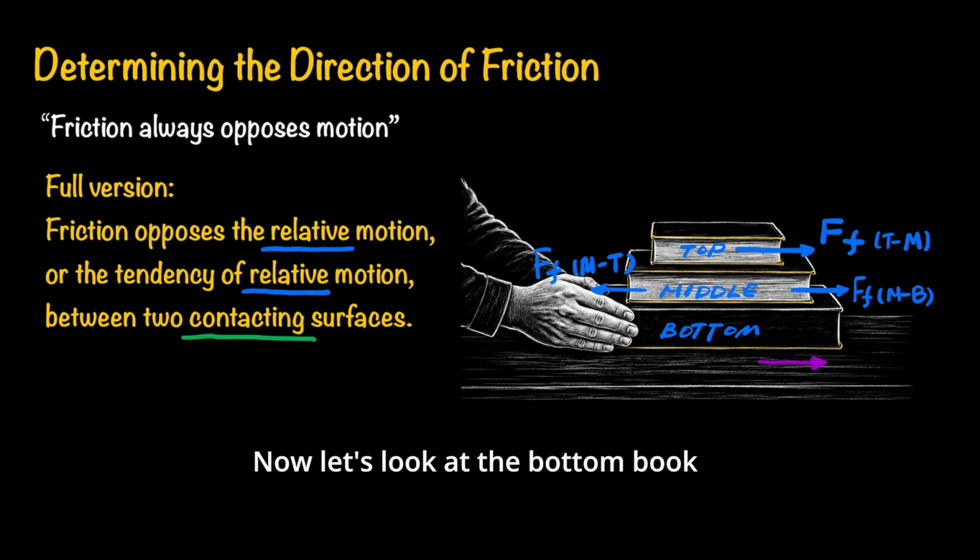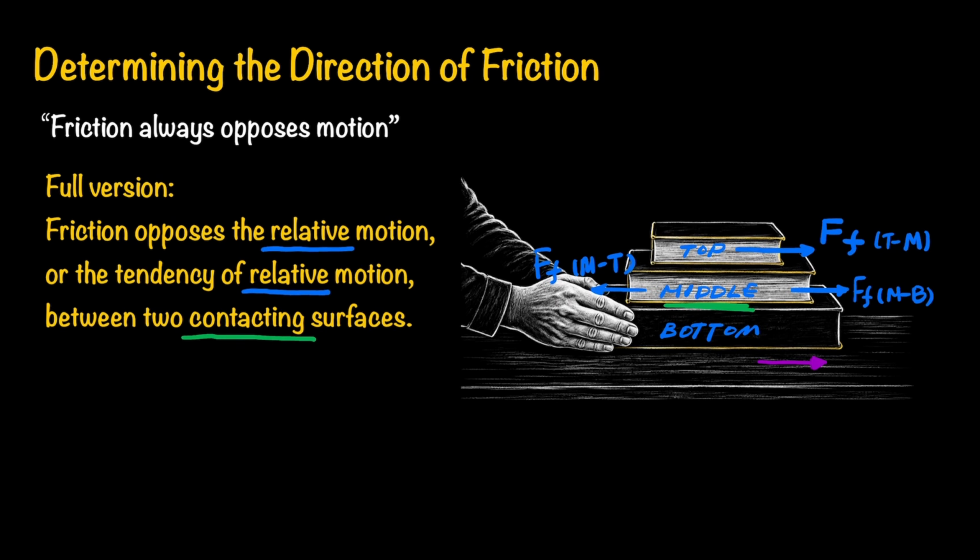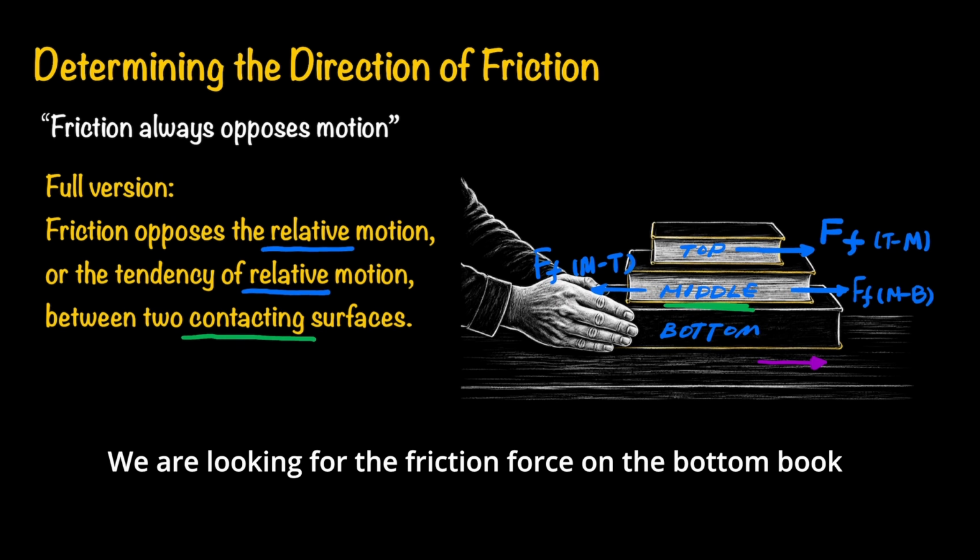Now let's look at the bottom book. The bottom book also has two contacts: the middle book above it, and the table underneath it. Let's analyze the contact between the bottom and middle books first. We're looking for the friction force on the bottom book.